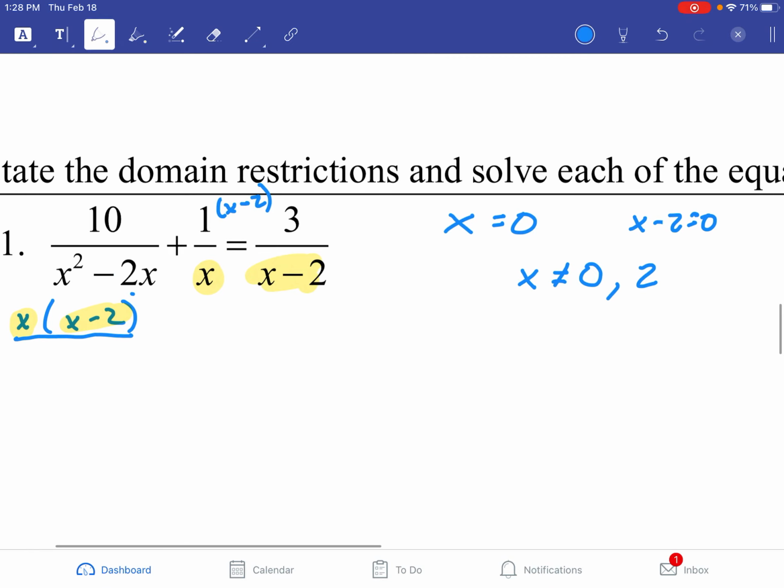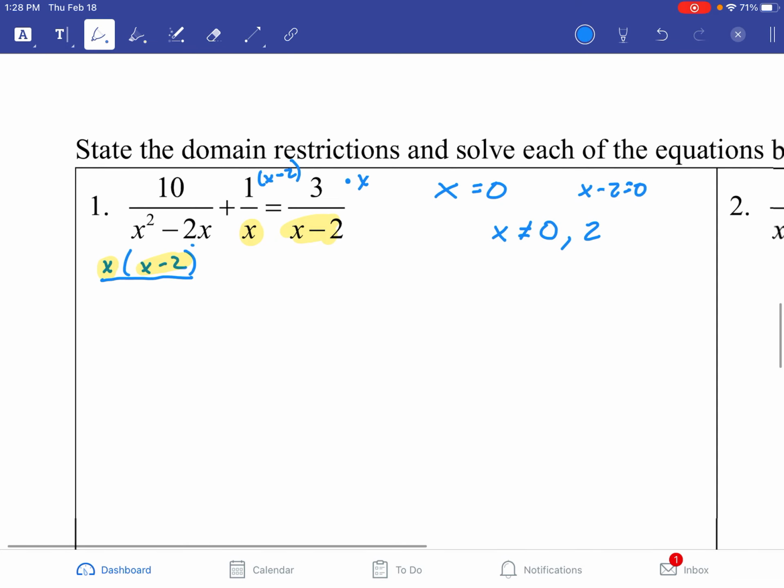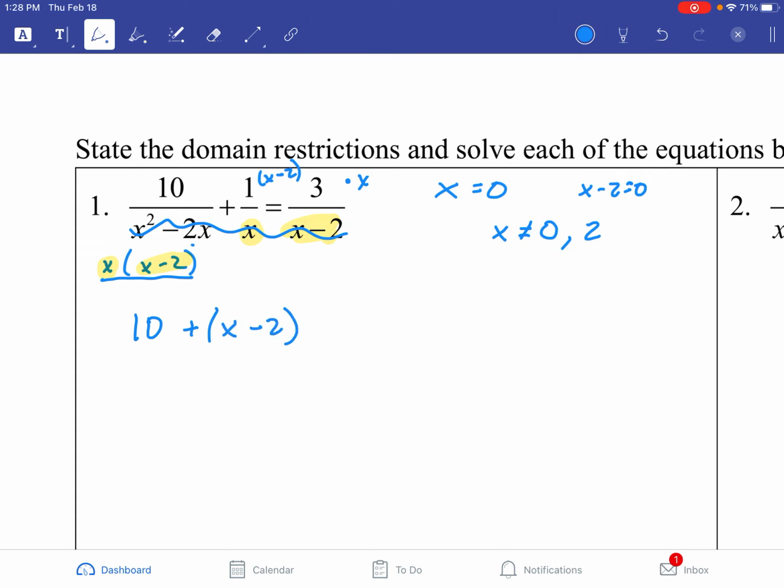Now, one common thing that students get wrong is they look at x minus 2 as 2 separate pieces. It's one expression. So yes, it has an x, but it's missing being multiplied by another x. So this is missing an x. So what we have is our equation. If we get rid of our denominators entirely, we have 10 plus 1 times x minus 2, which is x minus 2, equals 3 times x. So here is our equation.